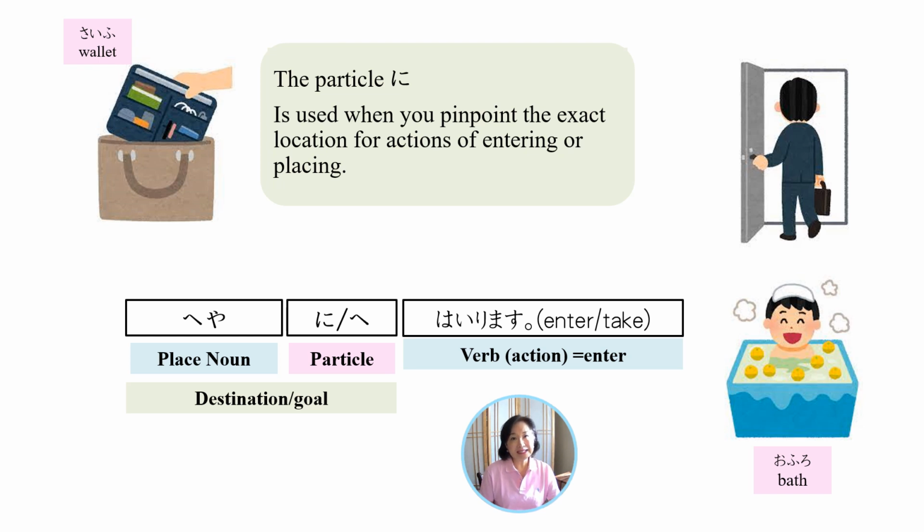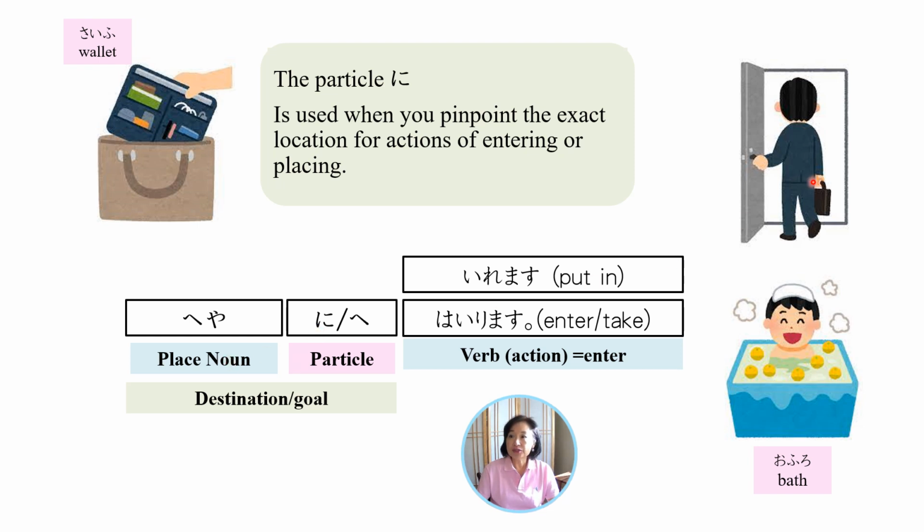Because of how the particle ni works, it's not always the case that you can swap particle ni with particle e. For actions like entering, 入ります, or putting something into another, 入れます, you only use particle ni. For example, to say enter a room, we say 部屋に入ります, and not 部屋へ入ります. When talking about taking a bath, we say お風呂に入ります, showing that ni points to the action of getting into the bath or bathtub.